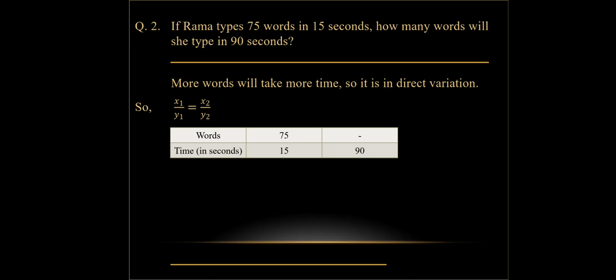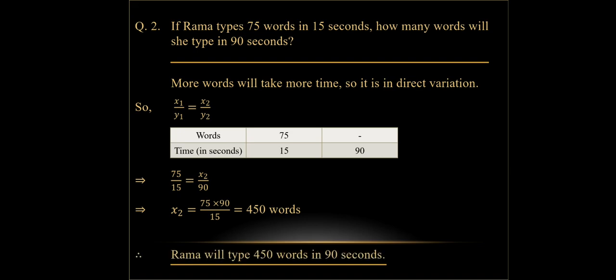Again here 75 upon 15, it means x1 upon y1 equals x2 upon 90. x2 is the missing term, it means you want to know how many words she can type in 90 seconds. So we will cross multiply here. So x2 equals 75 into 90 upon 15 equals 450 words. So therefore, Rama will type 450 words in 90 seconds. Now move on to the next question.